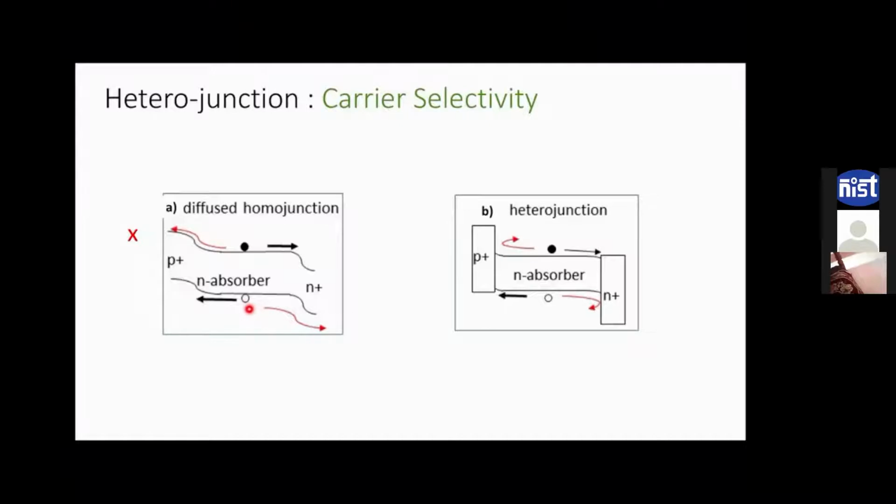Similarly, the same thing is true for holes. In a solar cell, we don't want this hole to overcome this barrier that it sees while diffusing from this absorber layer to the wrong side, that means to the electron transport side, and get recombined here.